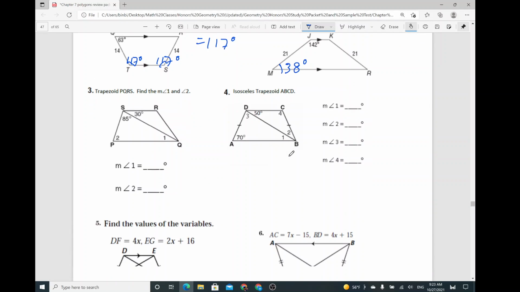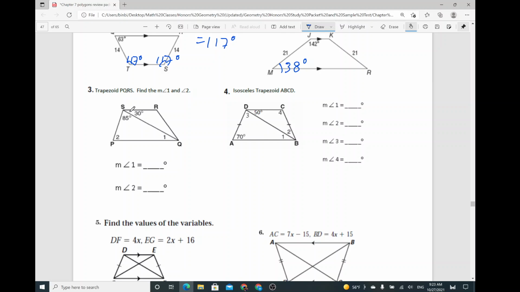Trapezoid: find the measure of angle 1 and angle 2. Measure of angle 1: if these two line segments are parallel, then the diagonal here is considered a transversal. If this one is 30 degrees, then this angle is also 30 degrees. We're using the alternate interior angles. So angle 1 is 30 degrees. Angle 2, over here: if this one is 30, this one is going to be 85, right? For those angles right here.